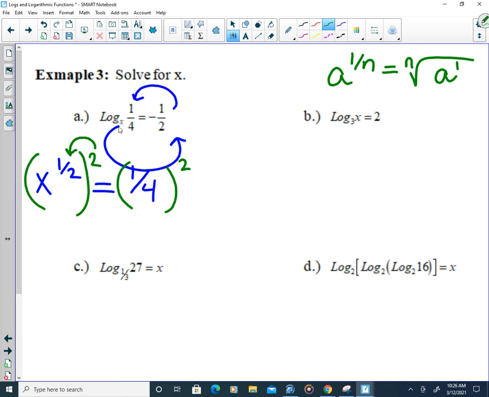All right, so we got x to the 1/2 squared. Well, 2 times 1/2 is just 1, so this is x to the first power, just x. And then that's going to equal 1/4 squared, which is 1/16. So x is equal to 1/16.